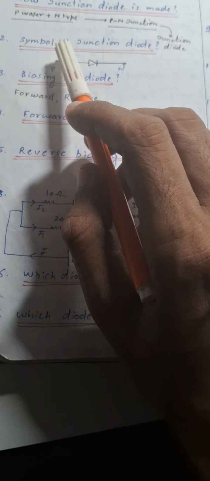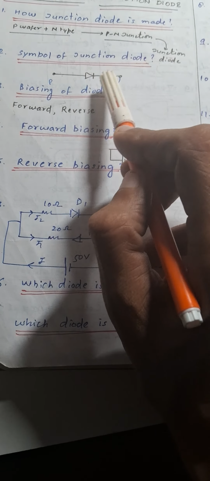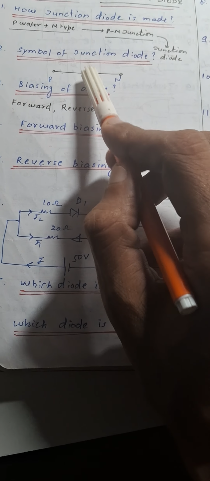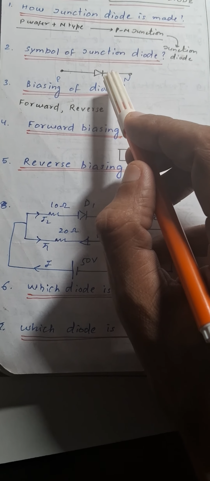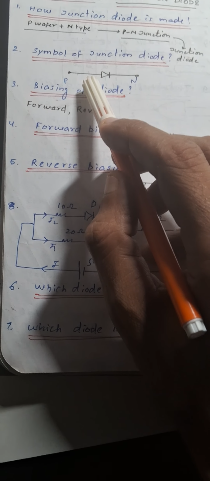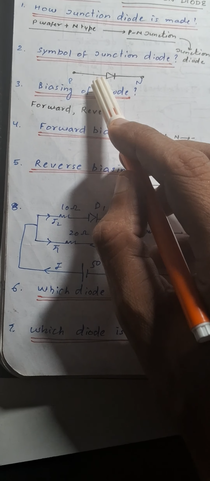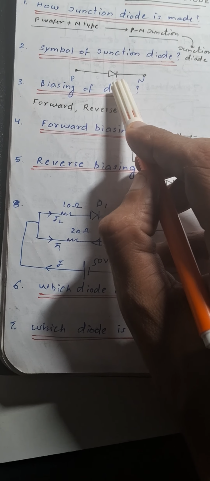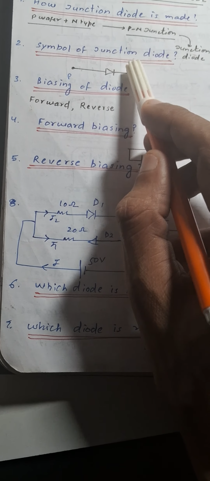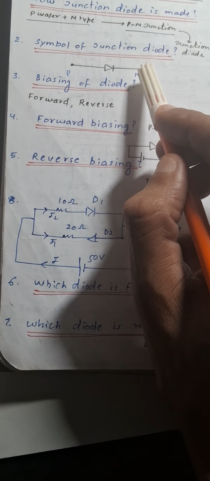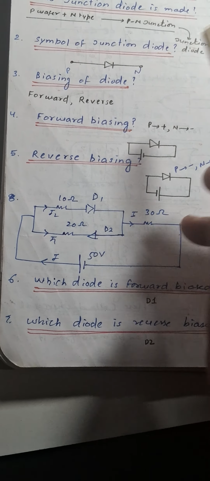Question number 2 is the symbol of the junction diode. So this is the symbol, this is the p side, this is the n side, and the arrow shows the direction of flow of conventional current. If current flows in this direction, that means the diode is forward biased, and if current flows in the opposite direction, that means the diode is reverse biased. The diode is reverse biased here.